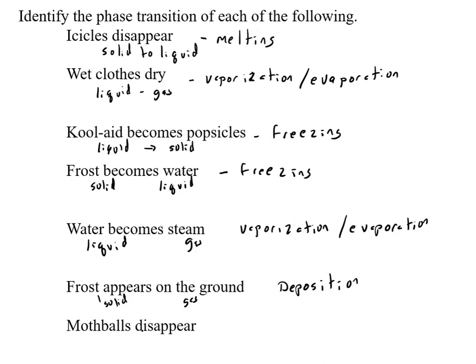Mothballs disappear. Mothballs is a substance that you put in closets to keep moths and other insects from your clothes, especially wool clothes. And so they're solid. They disappear, so they become a gas. So that's the sublimation.